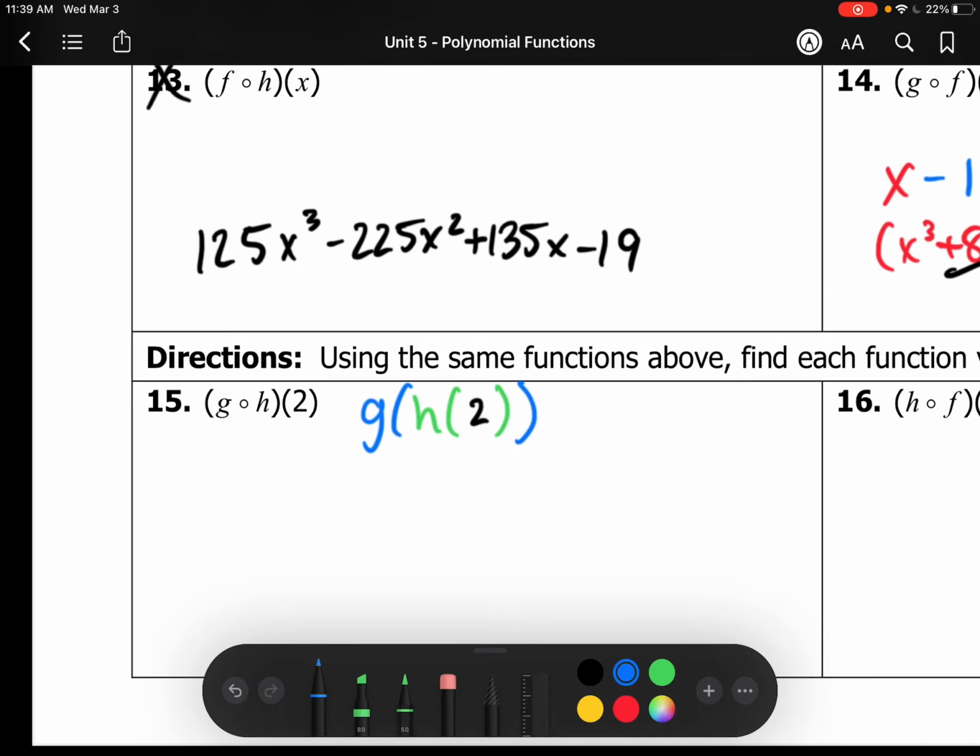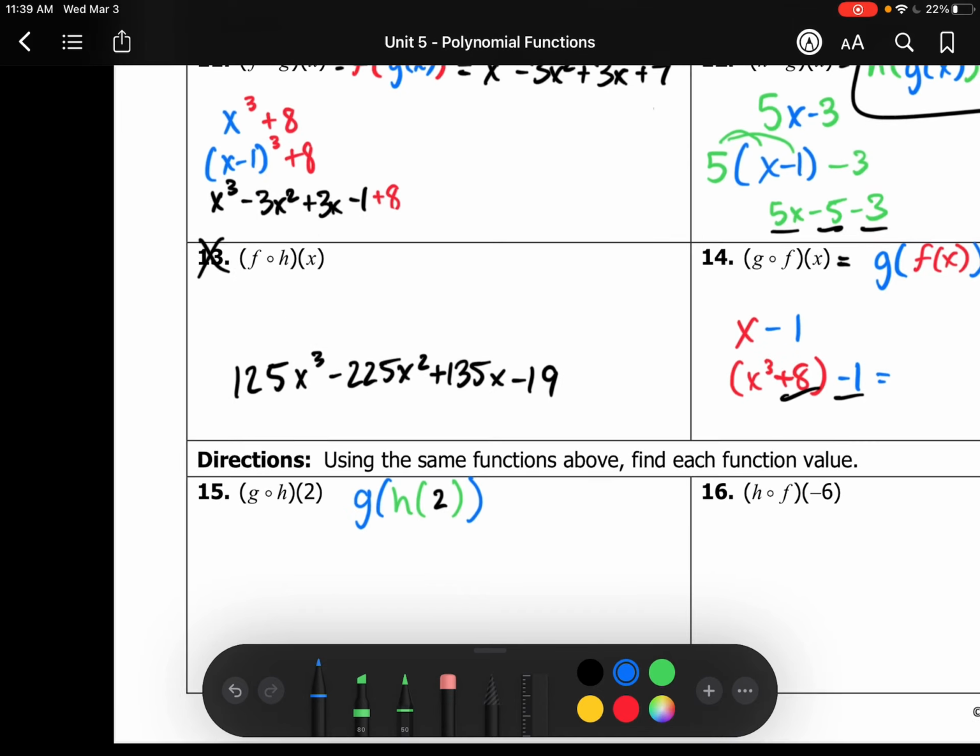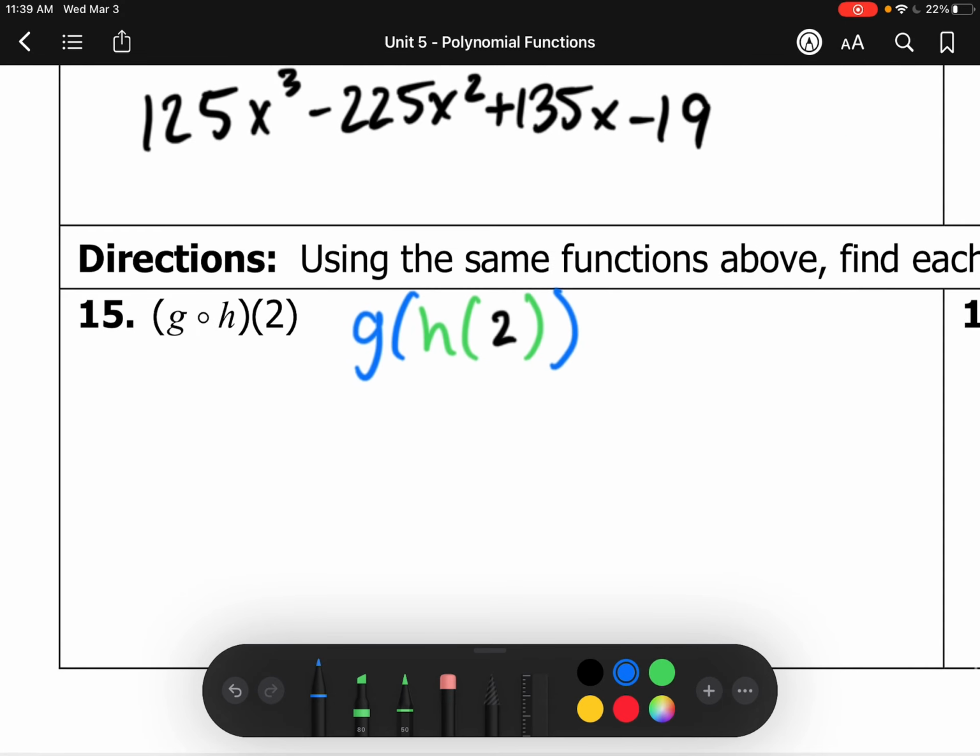If you want to write the whole function out, starting with function g of x, this is how you would do it. So g of x is x minus 1. We're replacing this x right here with this h, with function h of 2.